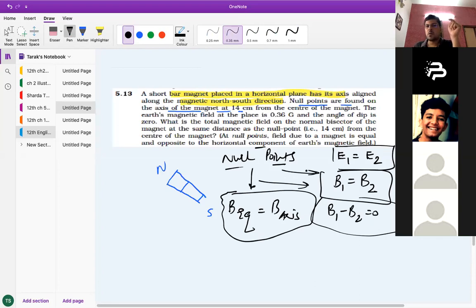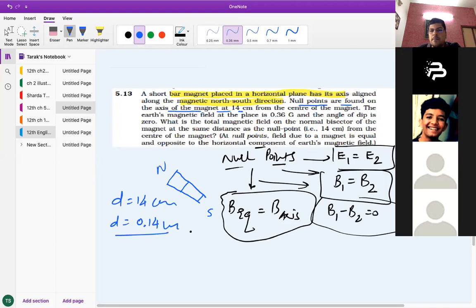So in chapter number 1, chapter number 2, you may have solved that example where the electric field will be 0. This is the same type of nature for the magnetic field, because you are aware that electric field lines and magnetic field lines have some resemblance at some points. Chalo bhai, distance is given. Distance is 14 centimeter. So I can say that D is equal to 0.14 meter.